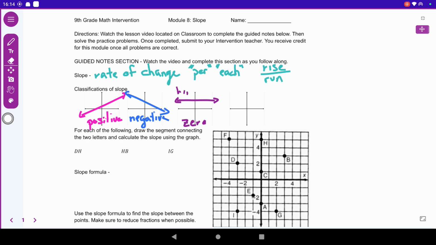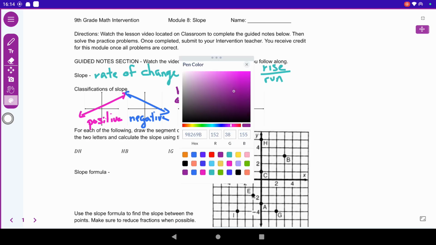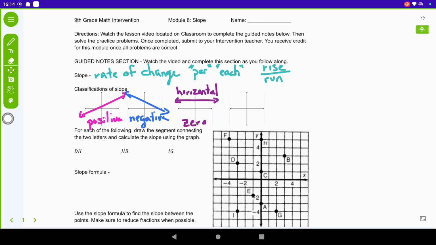This is a horizontal line. Again, horizontal like the horizon. And our last one is what's called a vertical line. It goes straight up and down. And this slope is what we call undefined.